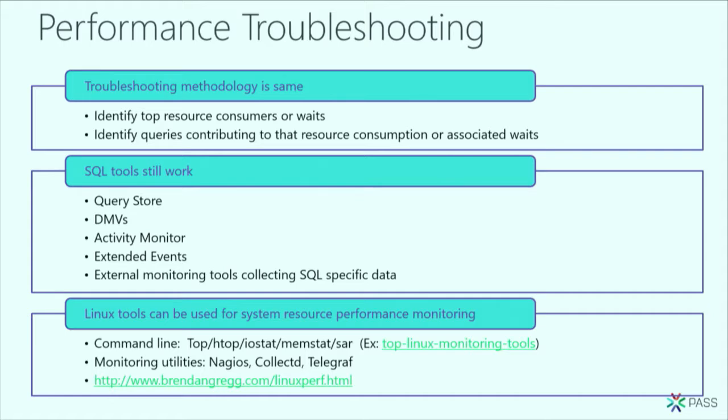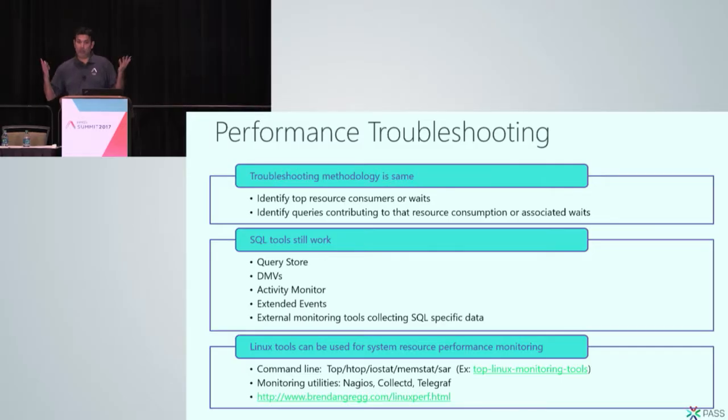Things like ring buffers don't report CPU time correctly yet. There are a couple of small nuances which don't yet totally work. But for the most part, Query Store works, DMVs work, Activity Monitor works, Extended Events work. It's just your normal SQL engine. So even if you have a third-party tool, connecting to SQL and getting the SQL side of the house should be seamless from that perspective.